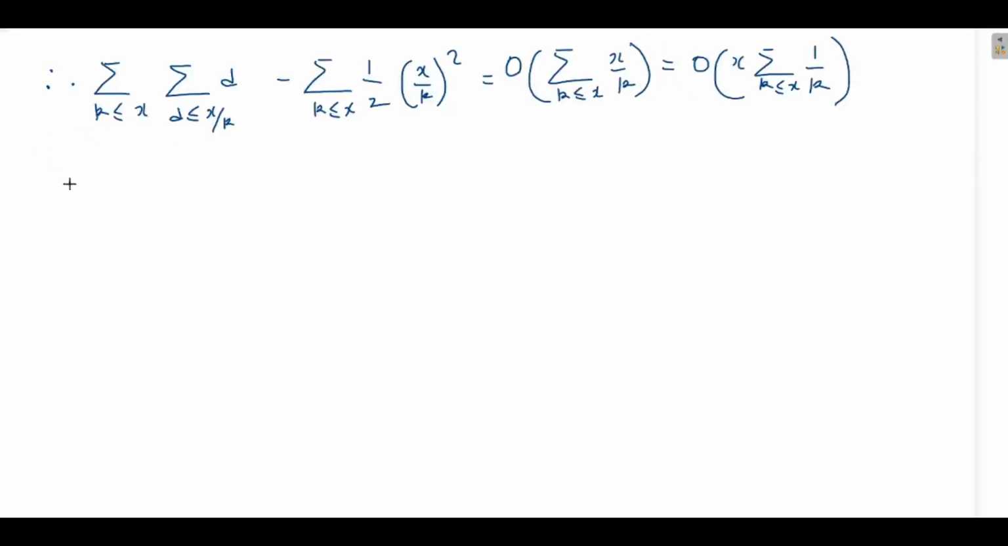Okay, but again by results which we have proved in the previous session, we know that summation k less than or equal to x, 1 by k, is log of x plus big O of 1 by x. This is what we know. And this tells us that it is c plus log of x, plus big O of 1 by x.